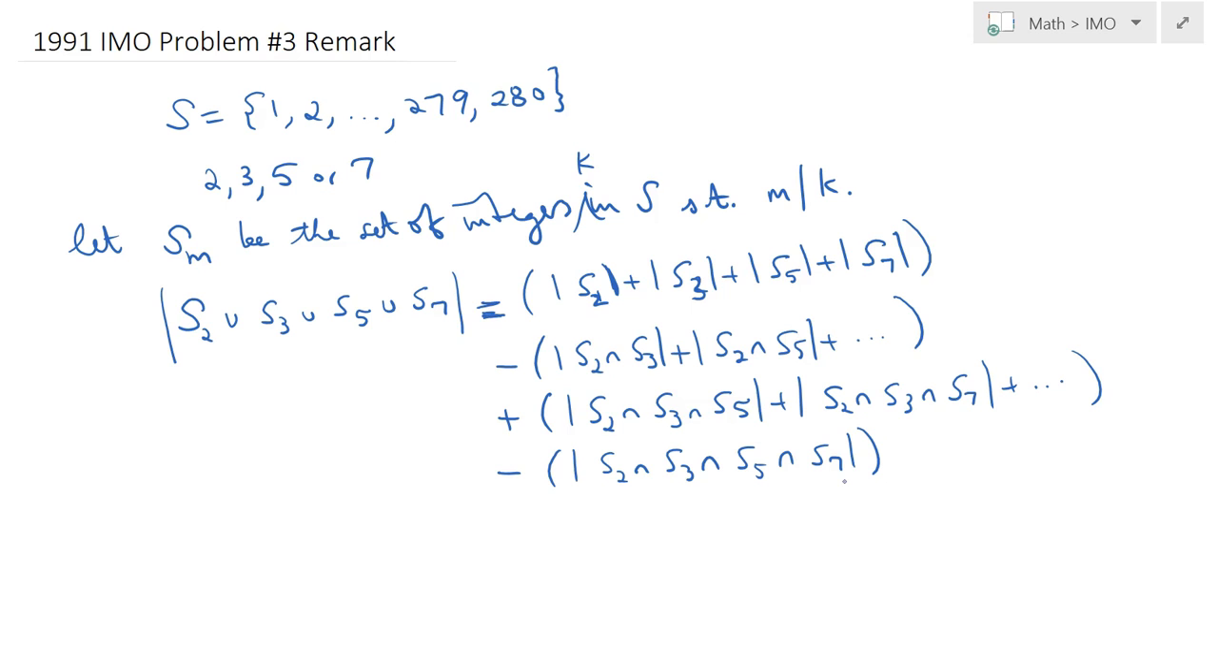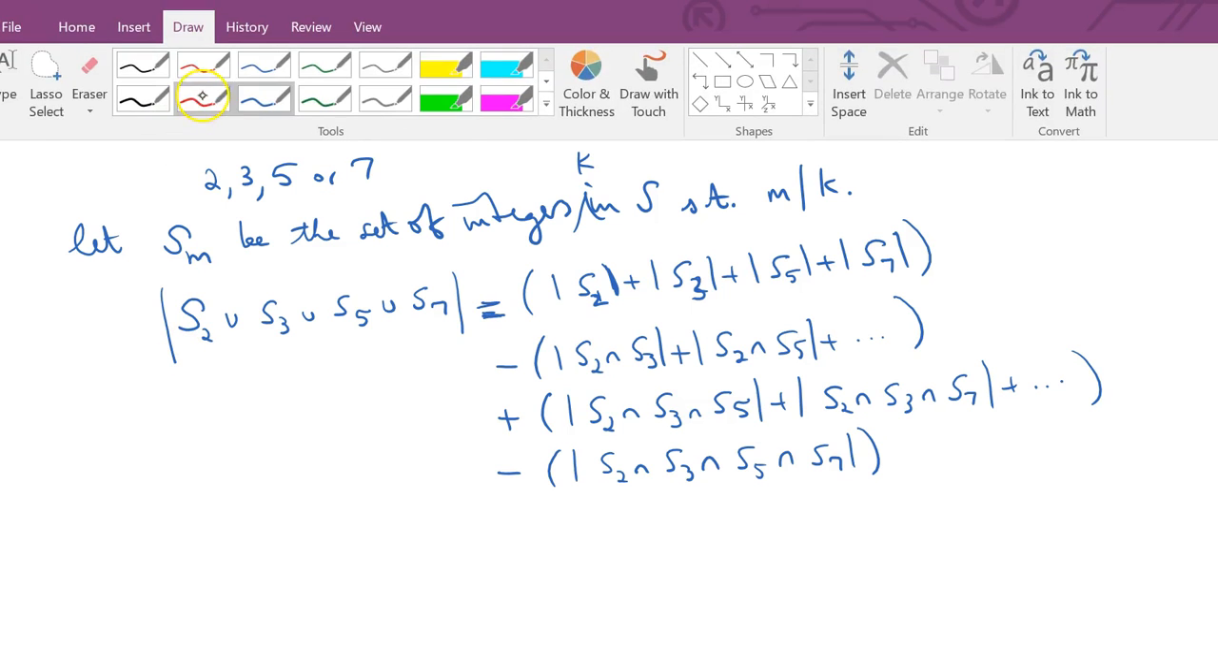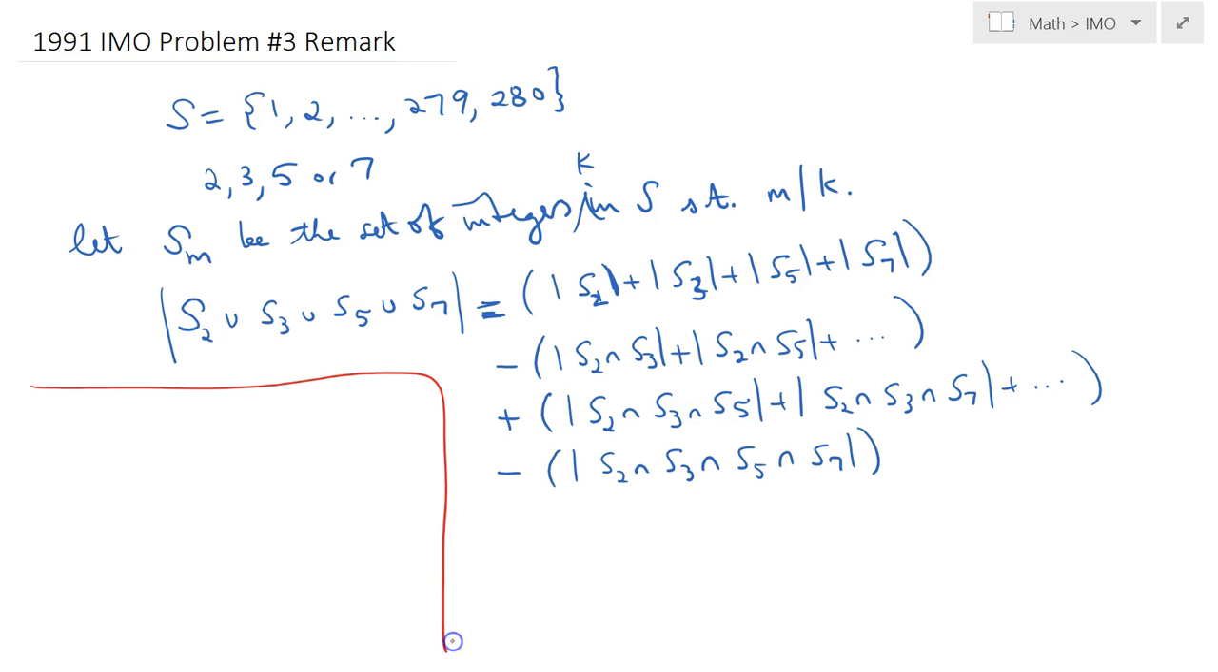Okay, so let's do a quick calculation on the side here. What is S sub 2? How many elements are there in S sub 2? Well, how many even integers in this range? It is simply 280 divided by 2. In fact, just to be more accurate, that's the accurate form to write it. So as a result, this would come out as 140.